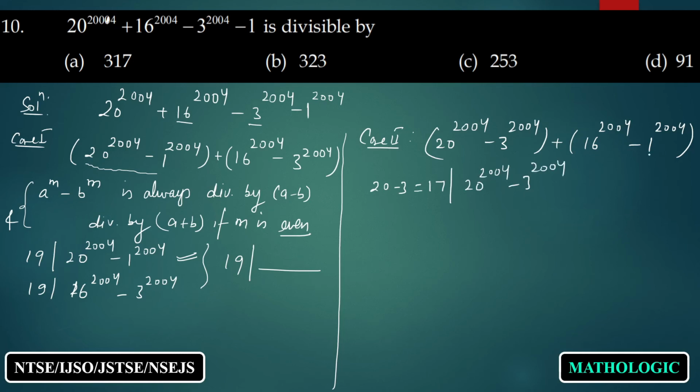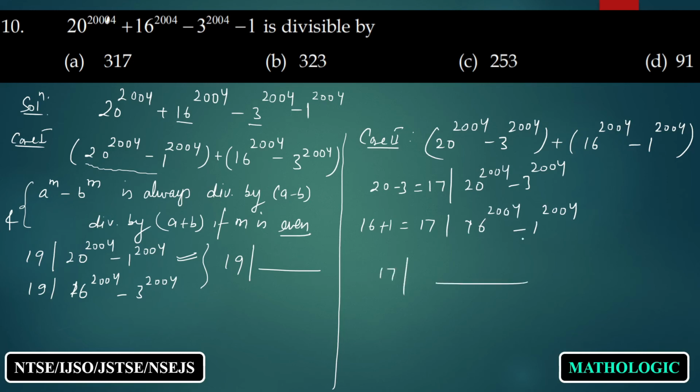For the second expression, I can write this number is even, 2004 is even, this is also even. So 16 minus 1 here you have. So 16 plus 1, that is a plus b, will divide this whole expression. We can write 16 plus 1 is equal to 17 divides this number 16 to the power 2004 minus 1 to the power 2004, which means 17 is dividing the overall expression.